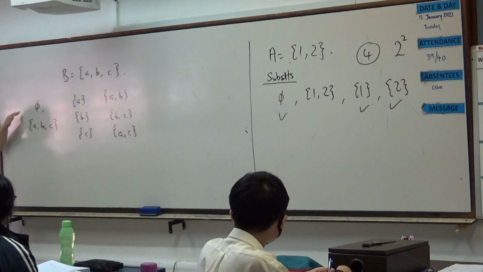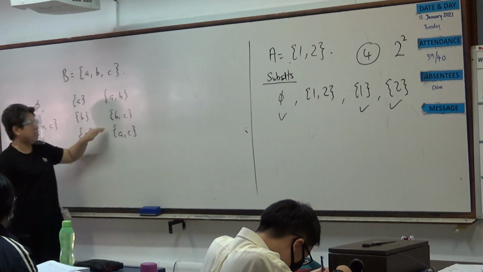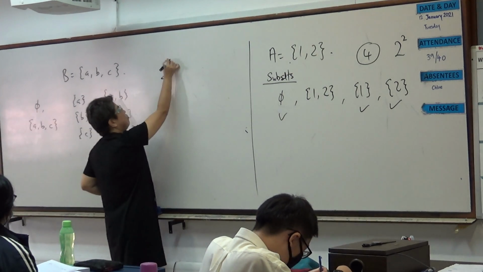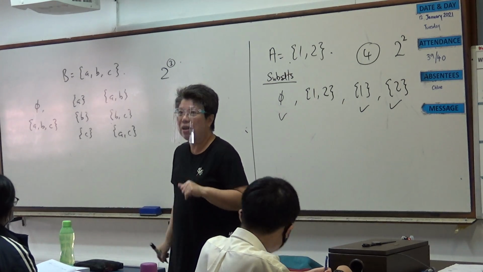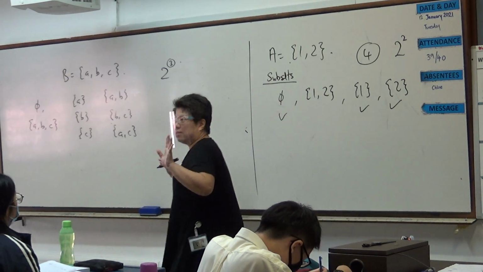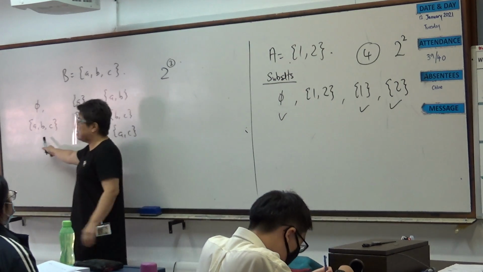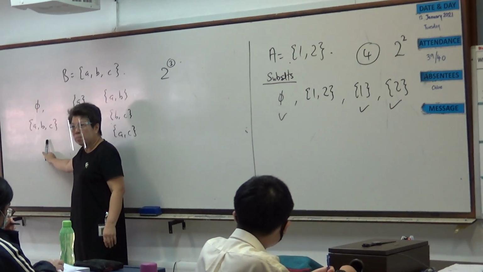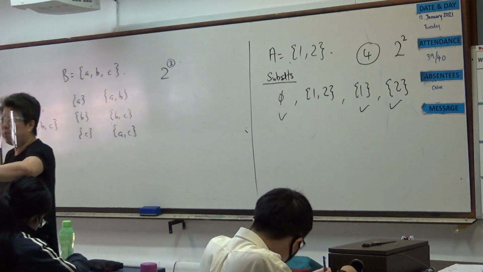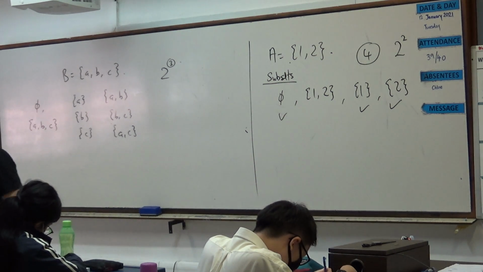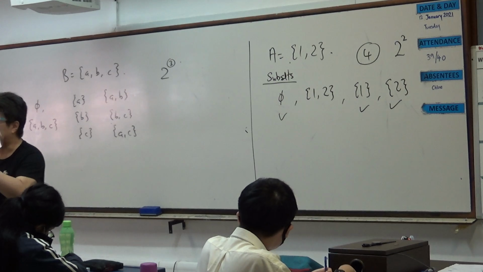So how many? 1, 2, 3, 4, 5, 6, 7, 8. 2 to the power of 3, because there are 3 elements. 2 to the power of 3 means there are 8 subsets. All of the 8 subsets are proper except this one. Do you understand? It's always the number of subsets minus 1, because that one is the set itself.